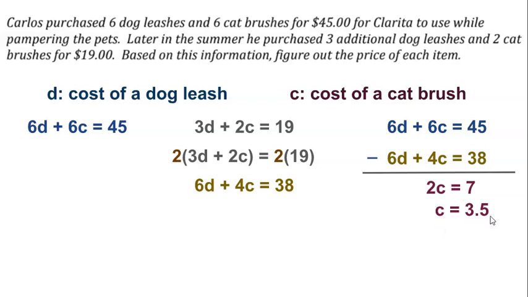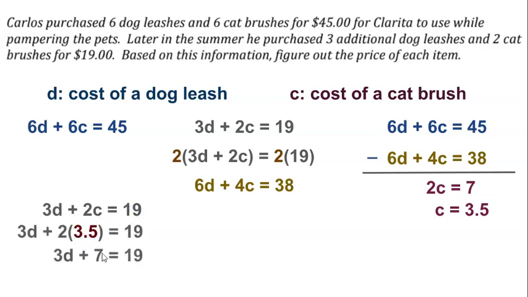Now I'll use the cost of the cat brush and substitute it into one of my equations to solve for D, the cost of a dog leash. So I'm going to choose 3D plus 2C equals 19. Substitute 3.5 in for C, and then solve my equation. So I'll subtract 7 on both sides and get 3D equals 12. Then I'll divide by 3 on both sides of my equation and get that D equals 4. This means that a dog leash will cost $4 and a cat brush costs $3.50.